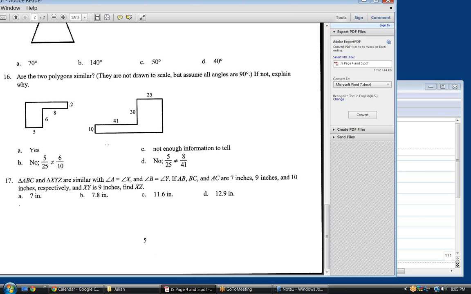10 over 2. I think it's better to compare bigger to smaller because you deal with whole numbers, not fractions. If you compare smaller to bigger, you got fractions. Their answers compare smaller to bigger, but that's okay. You can go either way. So the ratio is 5:1. Is every corresponding side 5 times bigger than its corresponding side in the smaller one?